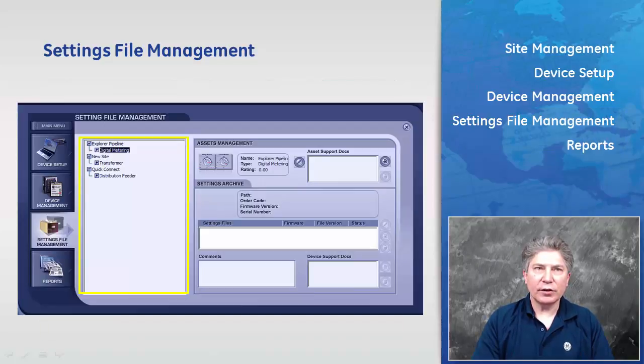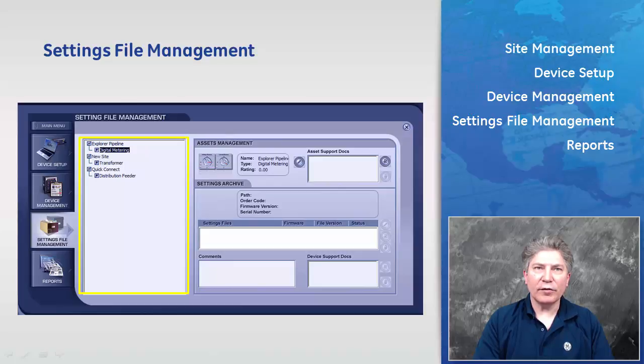So the first one here is the device tree. It lists the sites and devices configured in a device setup. Within each site, devices can be categorized into groups such as transmission line, motor protection, digital metering, whatever you want to name it. If you click on the plus sign, you can expand it and click on the device to view the corresponding data from the other sections.